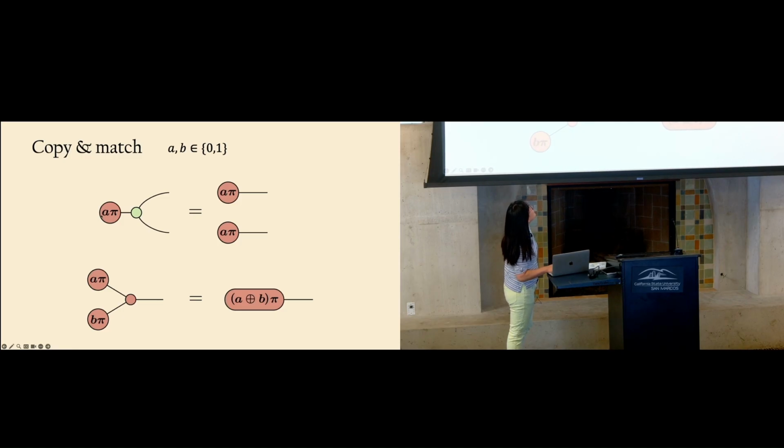So if 0 or pi phase states, these will be copied by the other color. And on the bottom, this is XOR, or parity. So if you have 2 bits, A and B, then this parity operation will give you A XOR B pi. So for example, if this is ket 1 and ket 0, then this would be ket 1 that comes out.